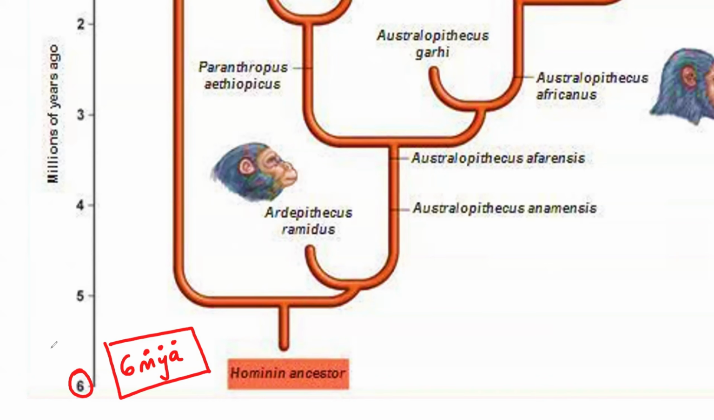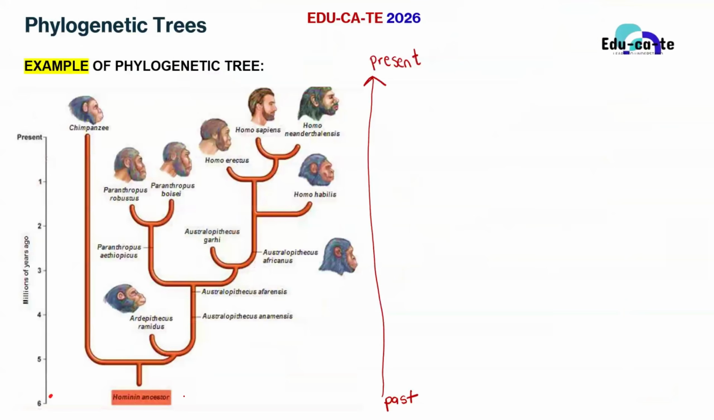It is a theory that is predicted to have started way back, like 6 million years ago. And according to this phylogenetic tree, 6 million years ago we had a hominin ancestor here. I'm sure you guys can see the label. The hominin ancestor is the ancestor where everything started. That is our common ancestor.